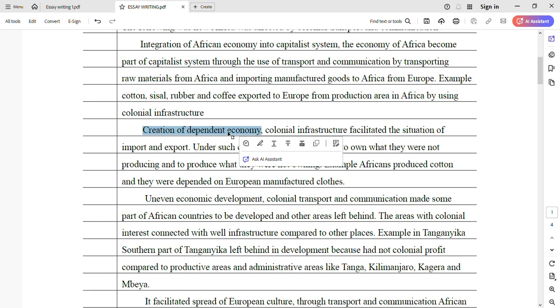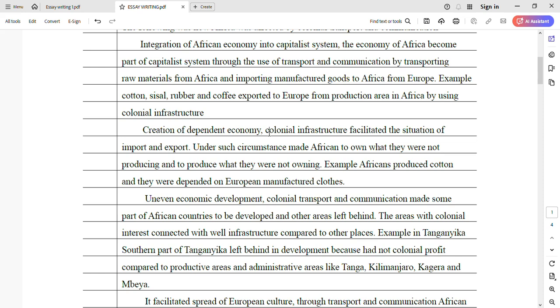Again, I'm repeating. Tell us how transport and communication created the dependent economy. Transport and communication created a dependent economy. As I stated, the colonial infrastructure facilitated the situation of import and export. Under such circumstances, Africans came to own what they were not producing and produce what they were not owning. So we produced the cotton, but we didn't own the cotton. We came to own the clothes.